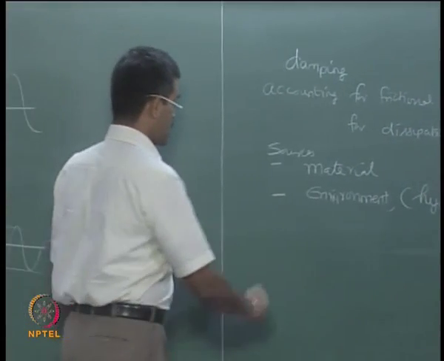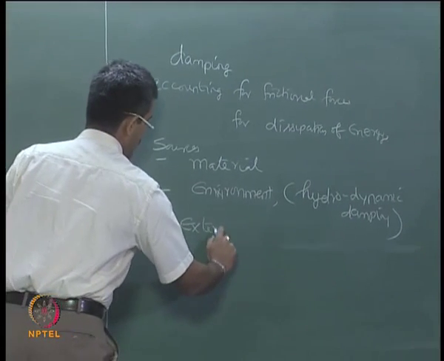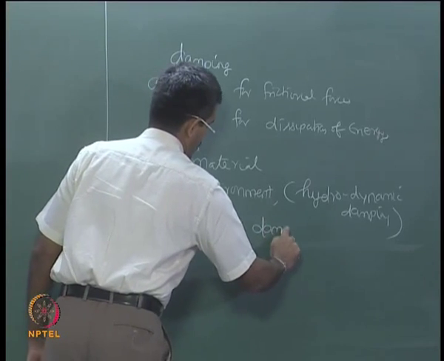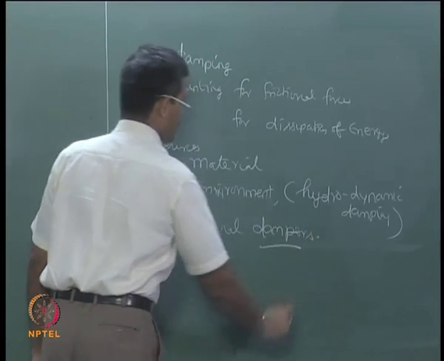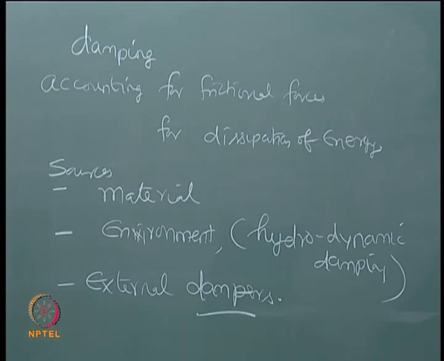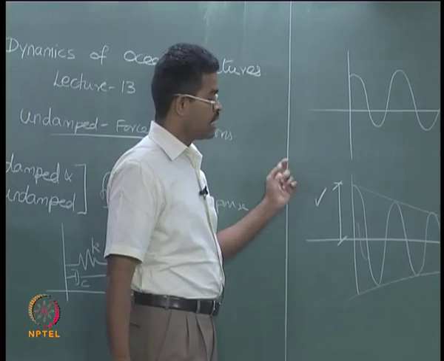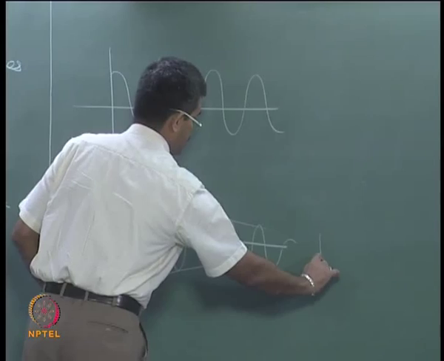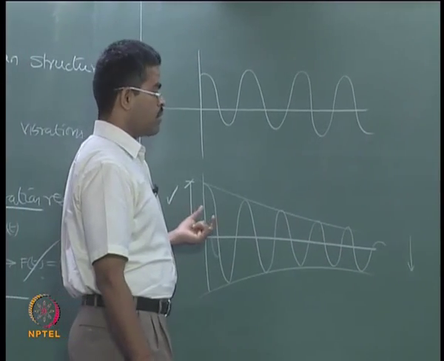Can also have external dampers which are introduced in the system to control the response of the structure, that we will see in the advanced level of dynamics class in this course later, how you can use external dampers to control the response. So you can have dampers from many sources. So we said and we agreed that when the damping element is present, the response is for sure decaying.